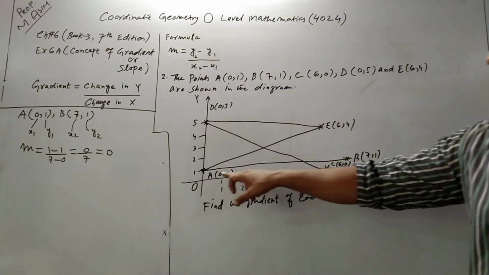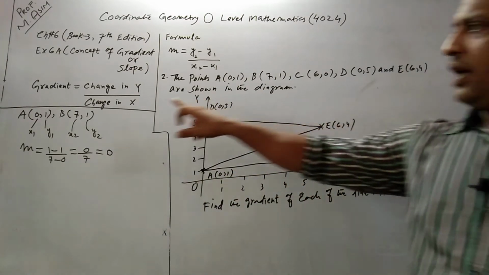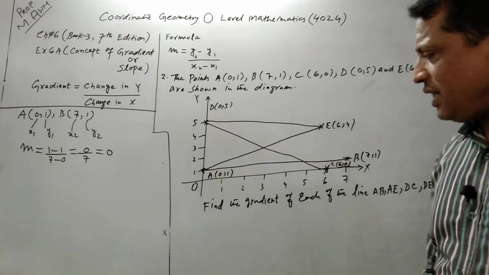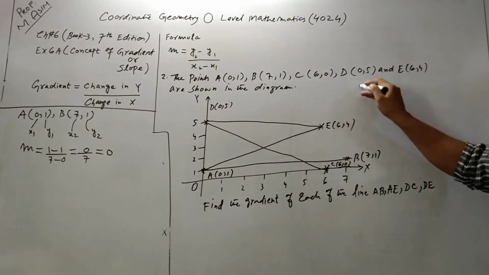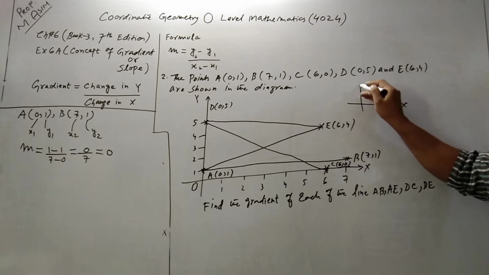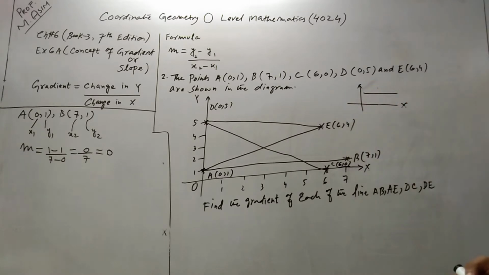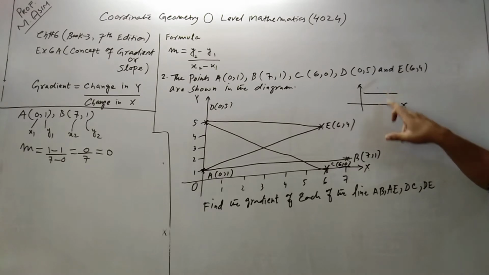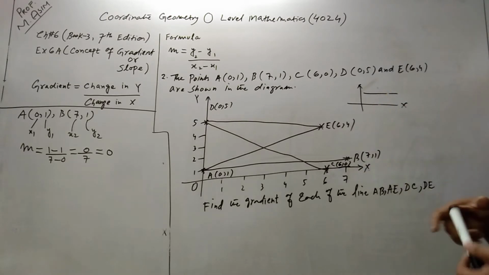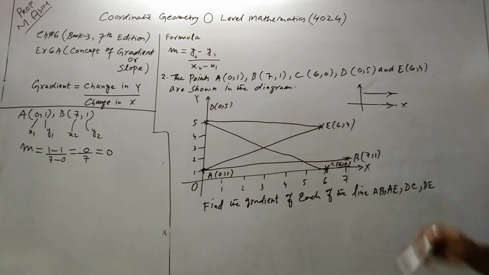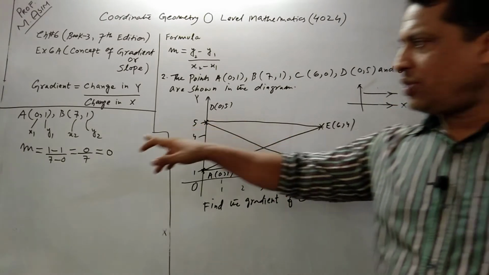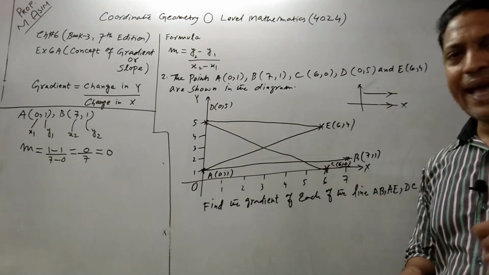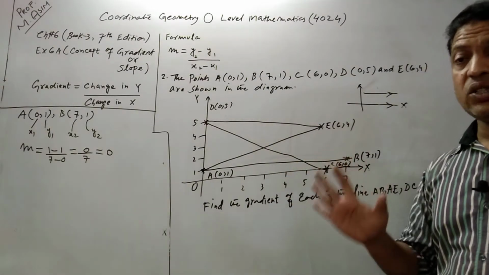What is the gradient of line AB? According to the formula, the gradient of line AB is 0. It means when the line is parallel to the x-axis, this line and this line never meet at any point. Therefore, these two lines are parallel. This answer shows if the line is parallel to the x-axis, the gradient is always 0.